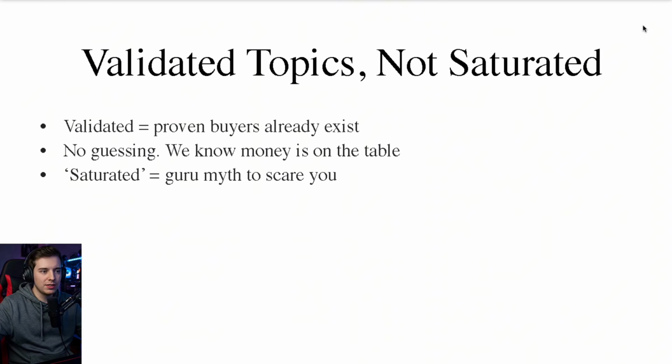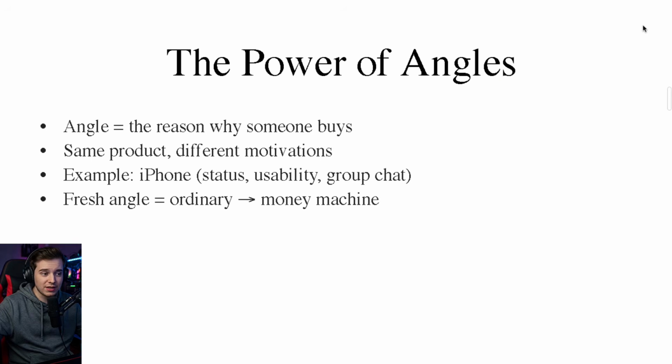But here's where the twist comes in. We're not going to sell the same PDF the same way everyone else does. We're going to use something called an angle. Think of an angle as the reason why someone buys. People don't buy things for just one reason.